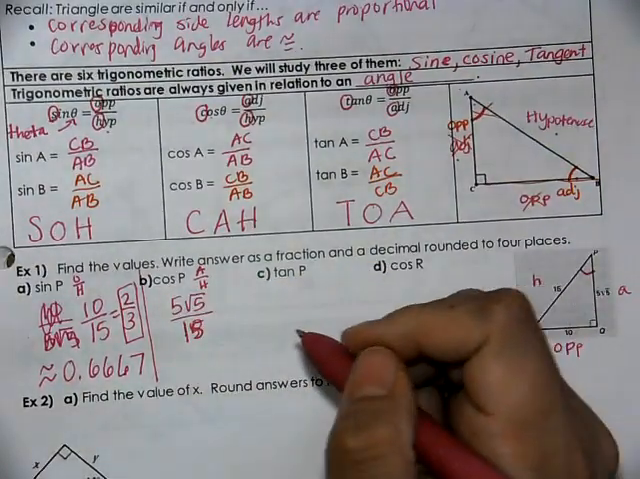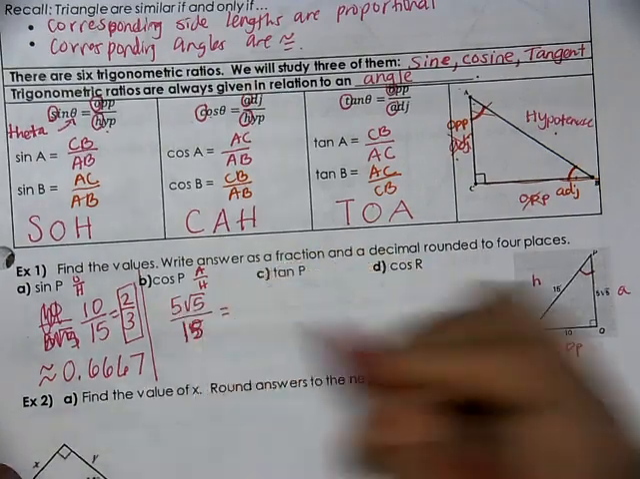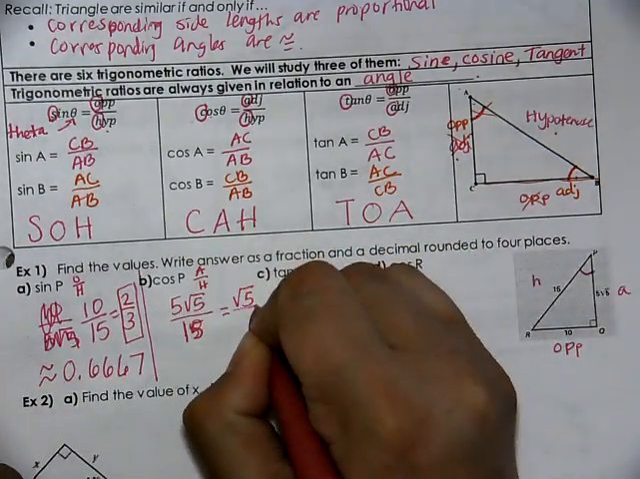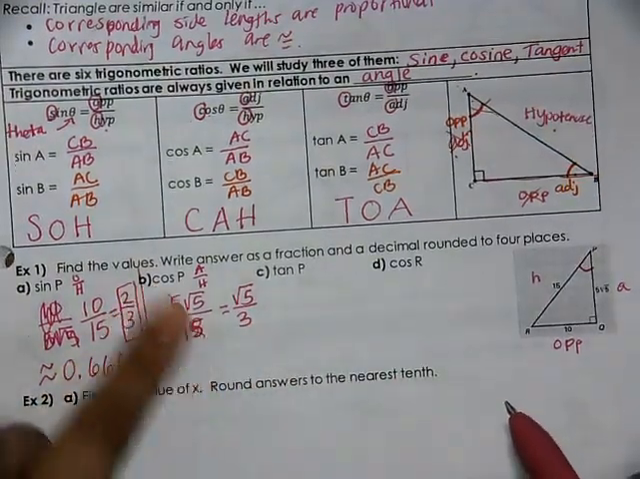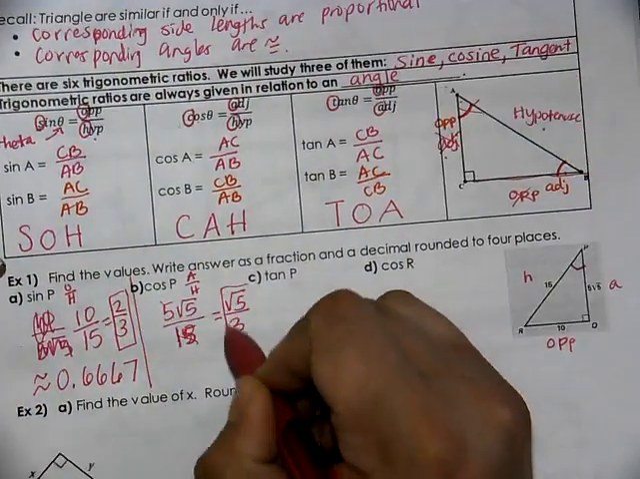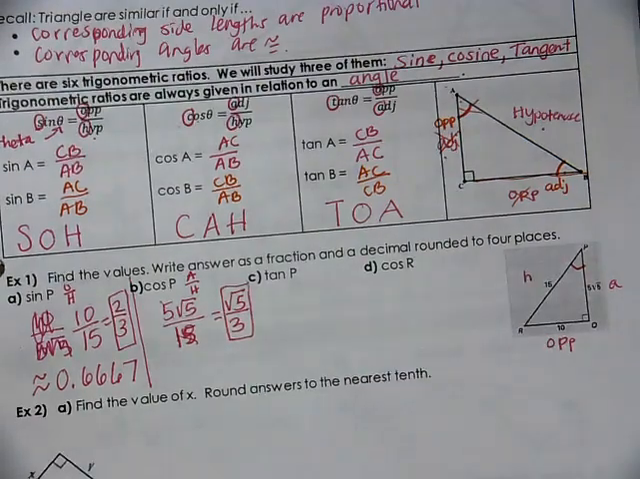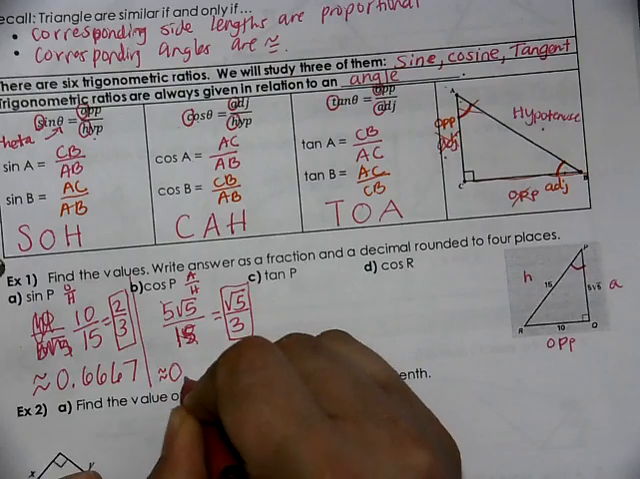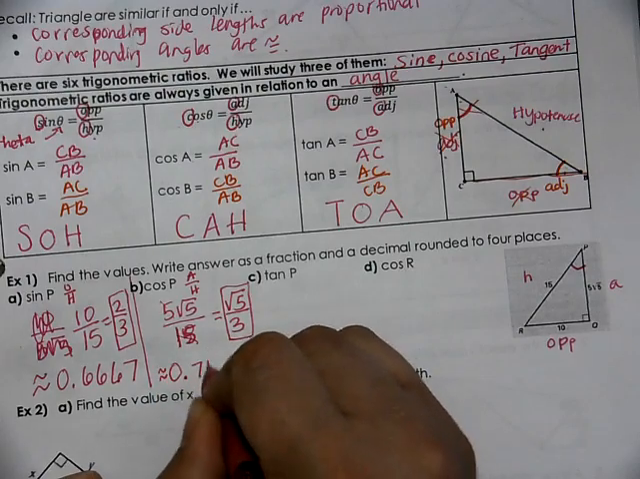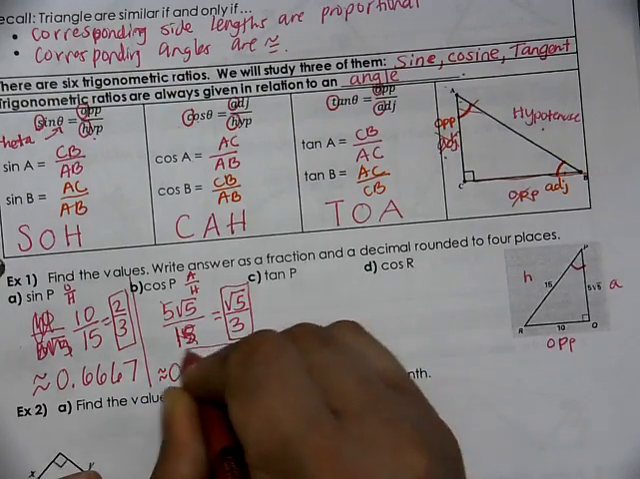And then we simplify again. So if I simplify, 5 divided by 15 reduces to a 3 in the denominator because you're dividing each one by 5. So it comes out to square root of 5 over 3. That's as a reduced fraction. And if I type this into my calculator again, you get approximately 0.7454.